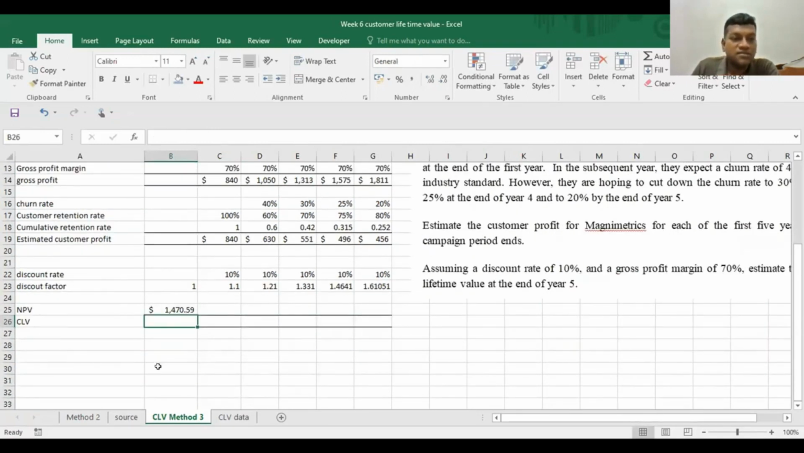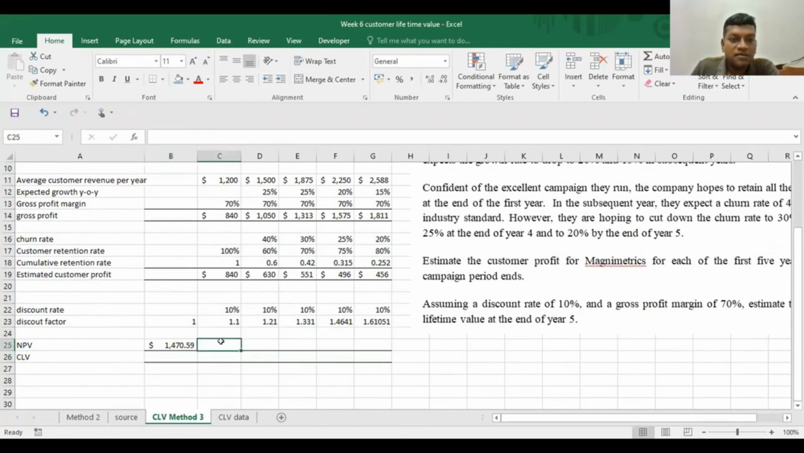Okay. Second year, this is going to be customer profit. You discount it by this amount and drag it across.